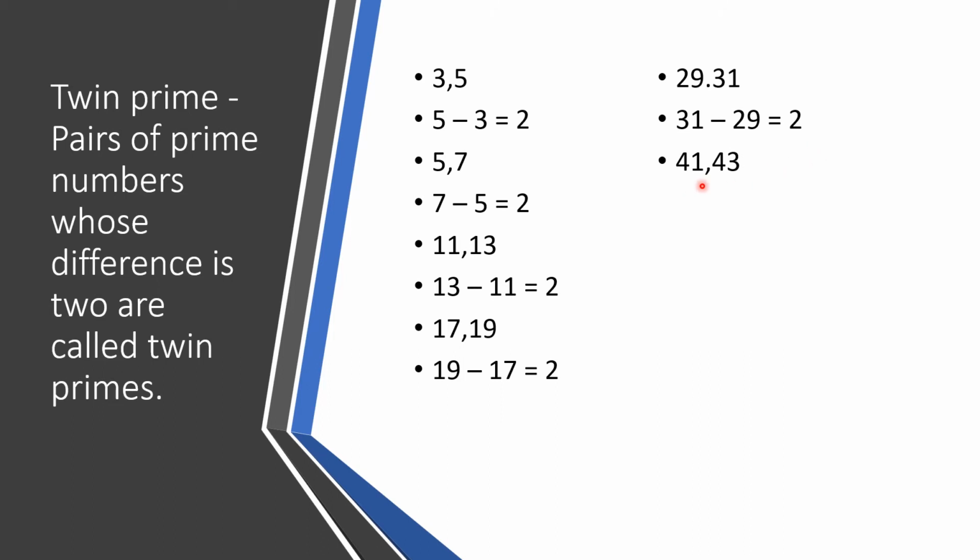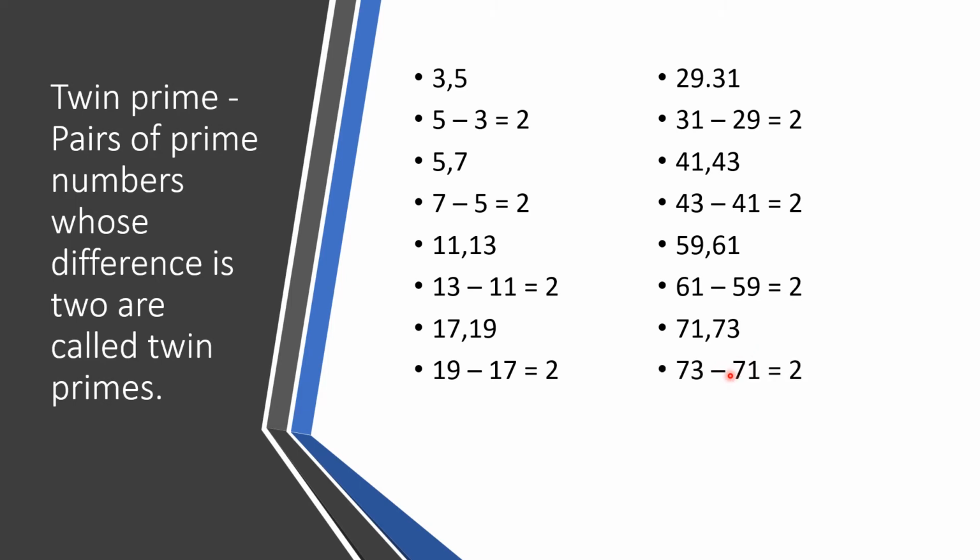Take another pair, 41 and 43. Both are prime numbers, and 43 minus 41 equals 2. Then 59 and 61. 61 minus 59 equals 2. Then 71 and 73. 73 minus 71 equals 2. It means all these pairs are examples of twin primes. Why are they twin primes? First, they are prime numbers. Second, the difference between both is 2. Right? So these are the examples of twin primes between 1 to 100.